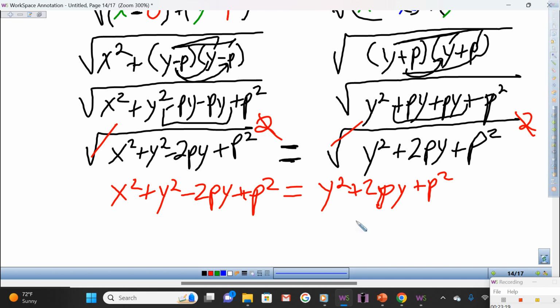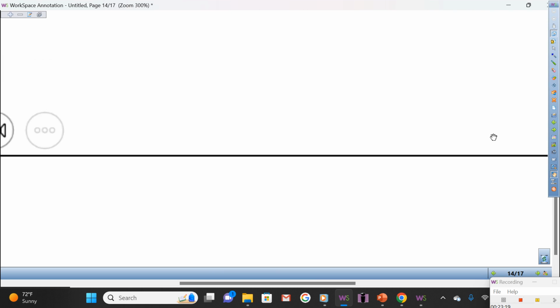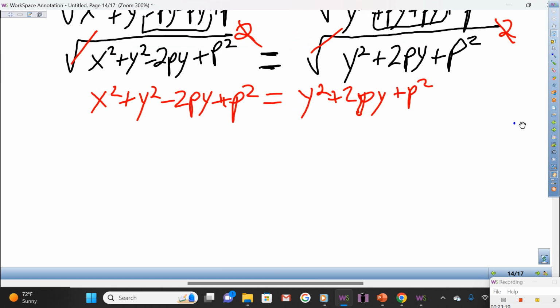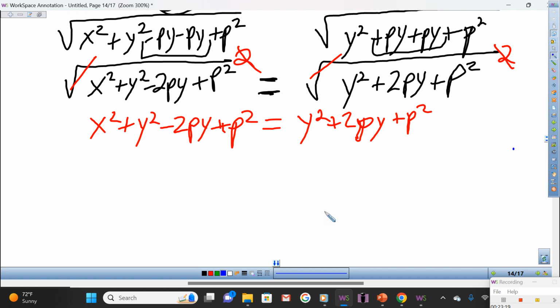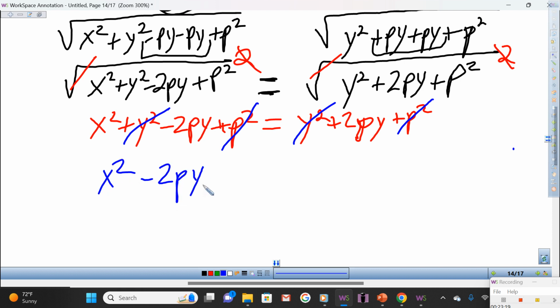Let's see. Do we have anything that's the same on one side as the other? Oh, sorry. Let me bring this back. Where's it at? Okay. Right here. We're almost done. What's the same here and here? Y squared. What else can we cross out? P squared. You're saying, why did you cross it out, Mr. Q? Well, look up. If I get rid of p squared here, I subtract p squared, and I do the same over here, they're going to cancel. So what does that leave us with? X squared minus 2py equals 2py.